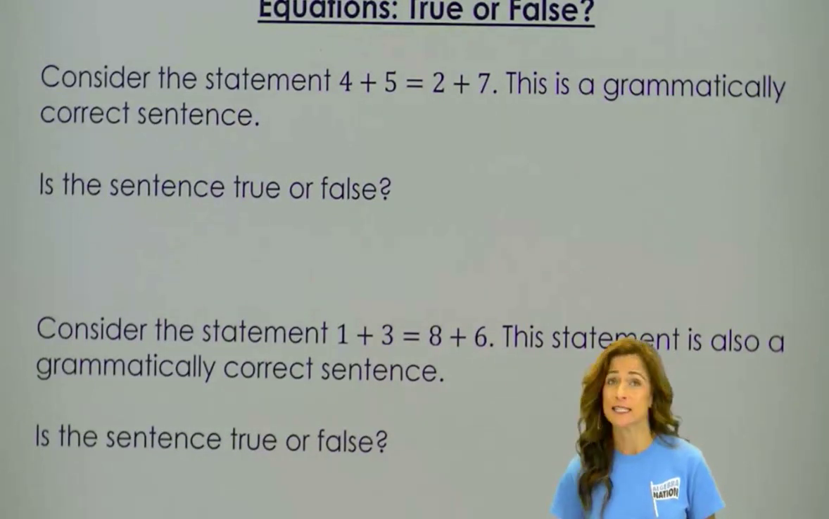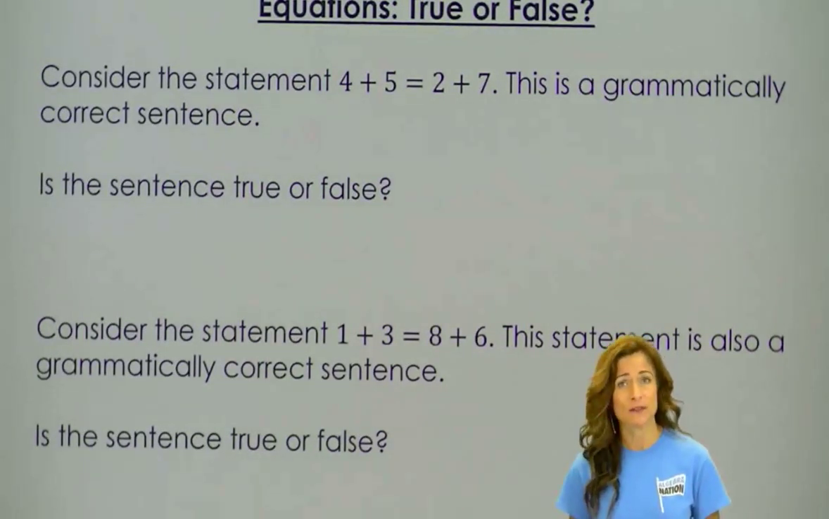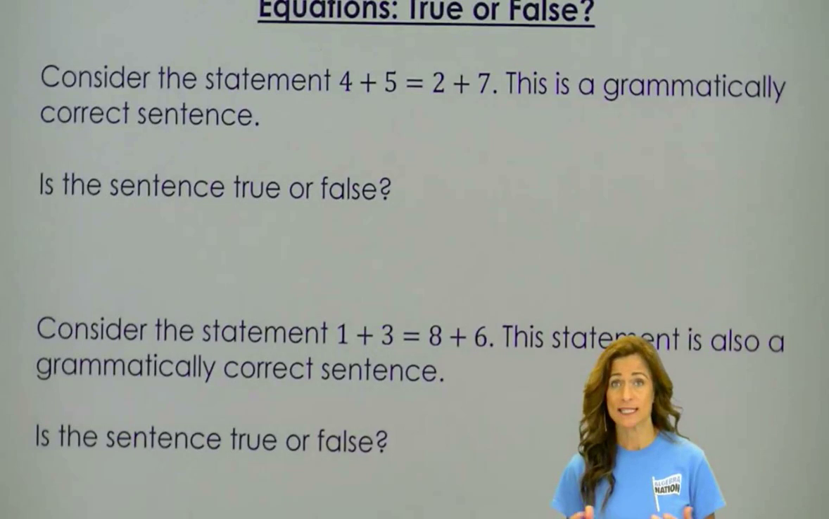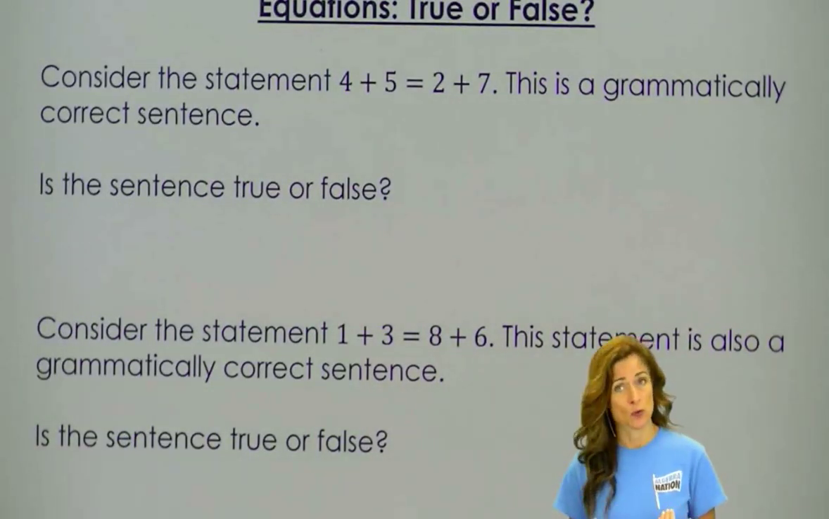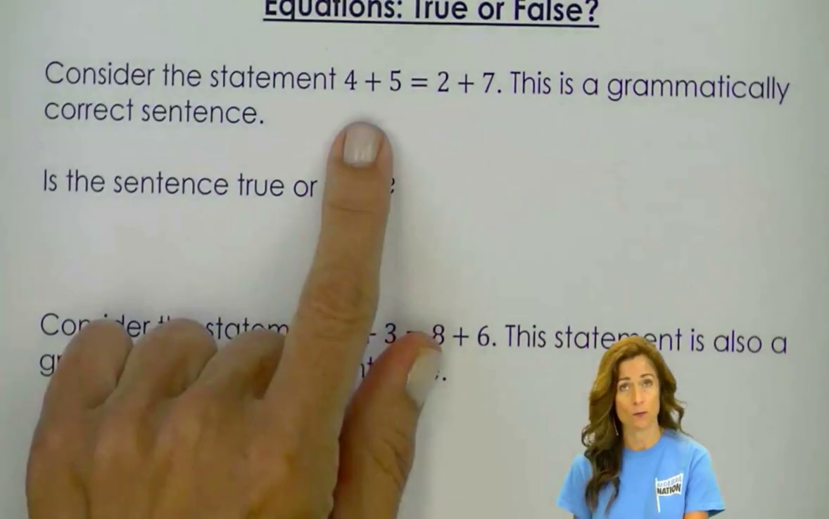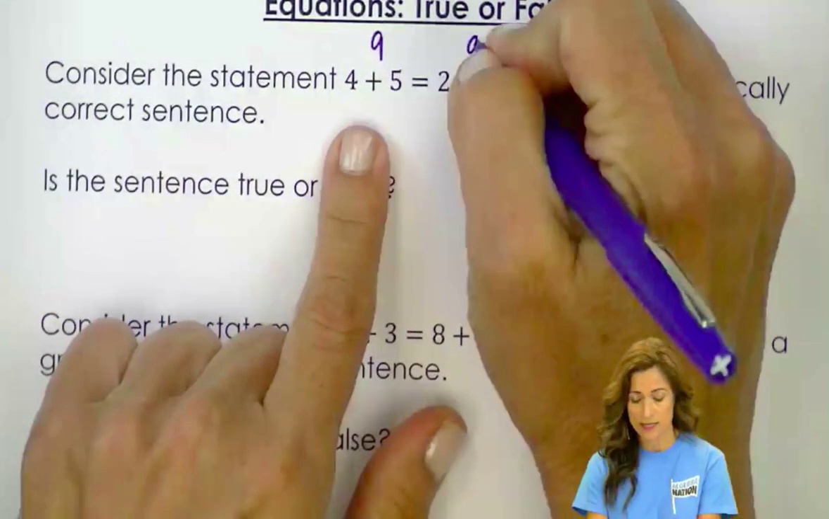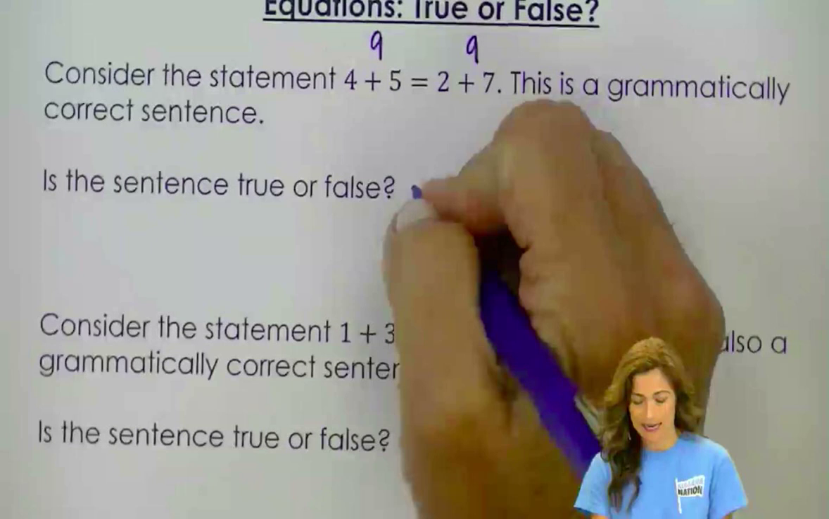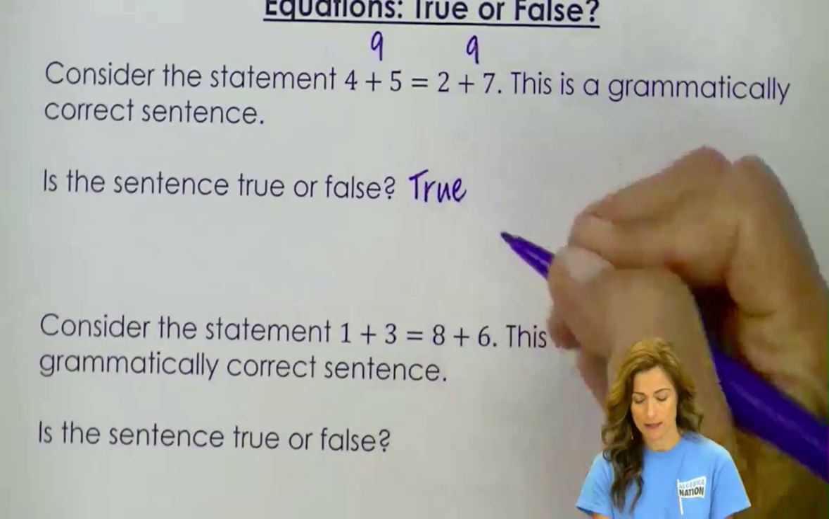So let's consider the statement 4 plus 5 equals 2 plus 7. Well, this is a grammatically correct sentence, but is the sentence true or false? Well, 4 plus 5 is 9, and 2 plus 7 is 9, so that is a true statement.